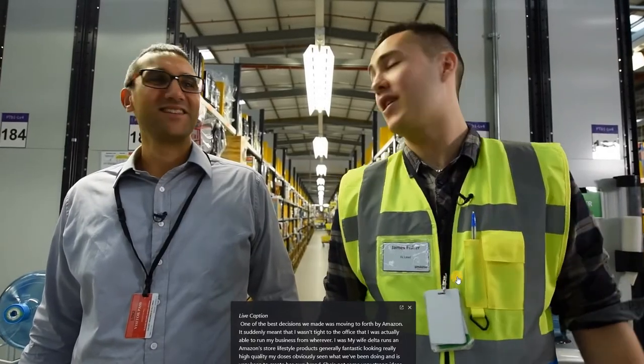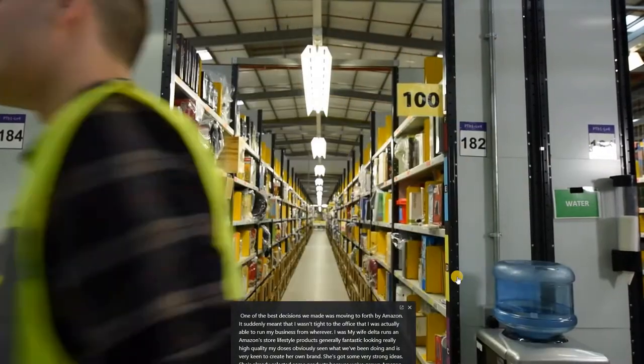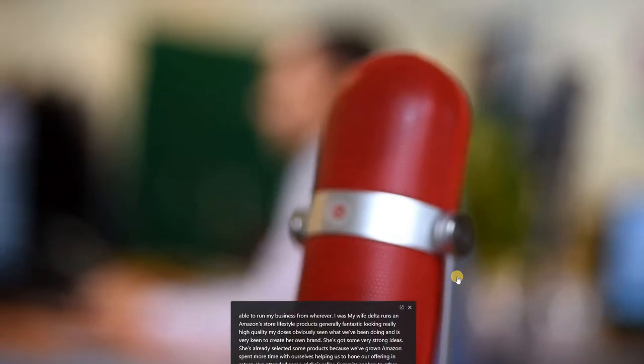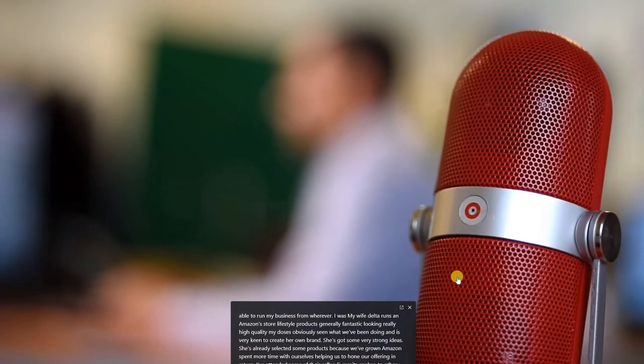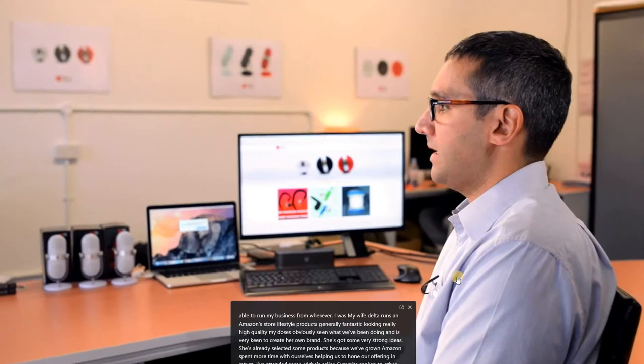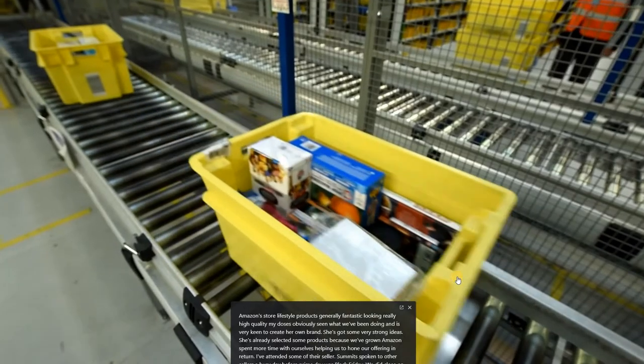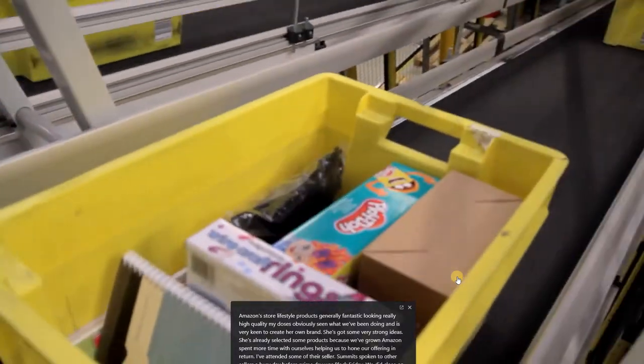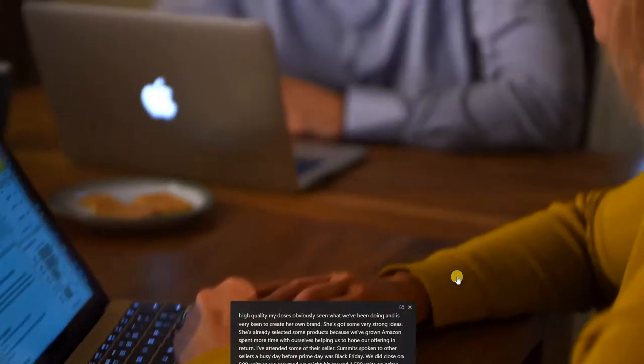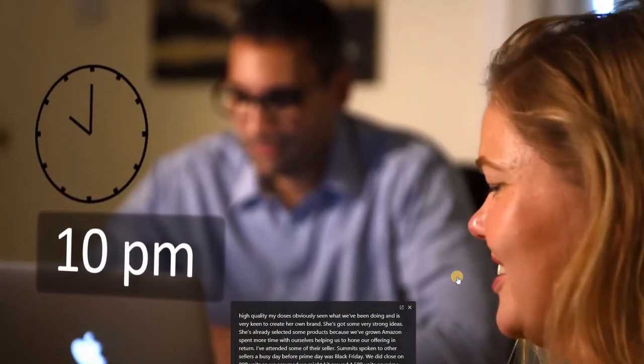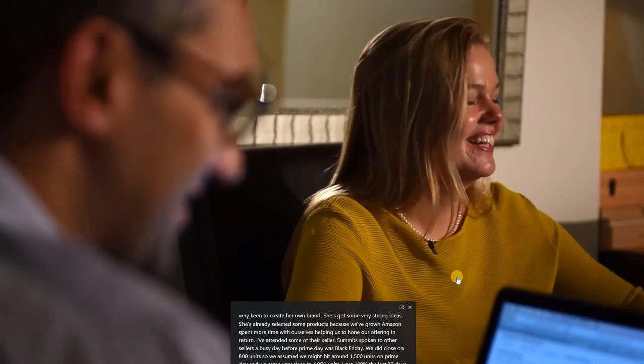As we've grown, Amazon spent more time with us, helping us to hone our offering. And in return, I've attended some of their seller summits, spoken to other sellers. Our busiest day before Prime Day was Black Friday. We did close on 800 units. So we assumed we might hit around 1,500 units on Prime Day. And we came very close to 4,000 units. I've got 100% for the last 30 days as well. And before that? 99% for the last 365.